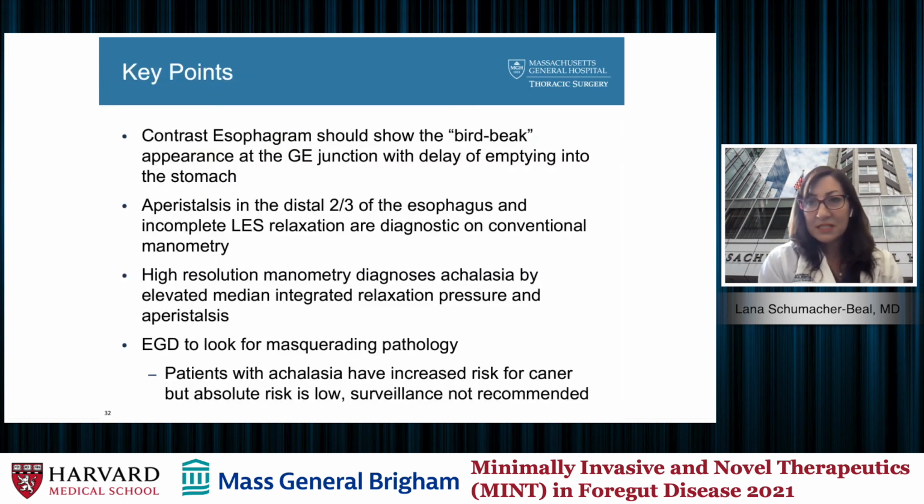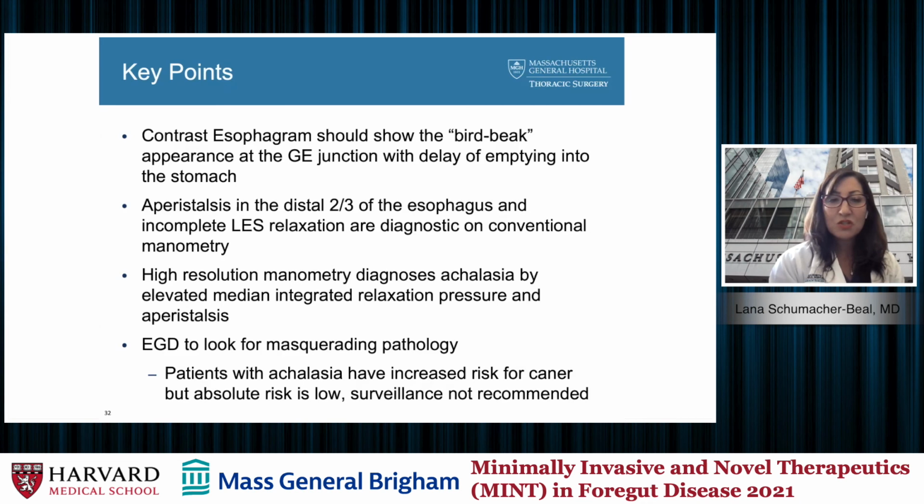So key points to consider when dealing with achalasia from a surgical standpoint. Your contrast esophagograms should show the bird's beak appearance of the gastroesophageal junction without delayed emptying of the stomach. You commonly see the aperistalsis in the distal third of the esophagus with incomplete relaxation. High resolution manometry is key in diagnosing achalasia and the different subtypes, showing an elevated median integrated relaxation pressure and aperistalsis. And it's always important to add the EGD to look for masquerading pathology.